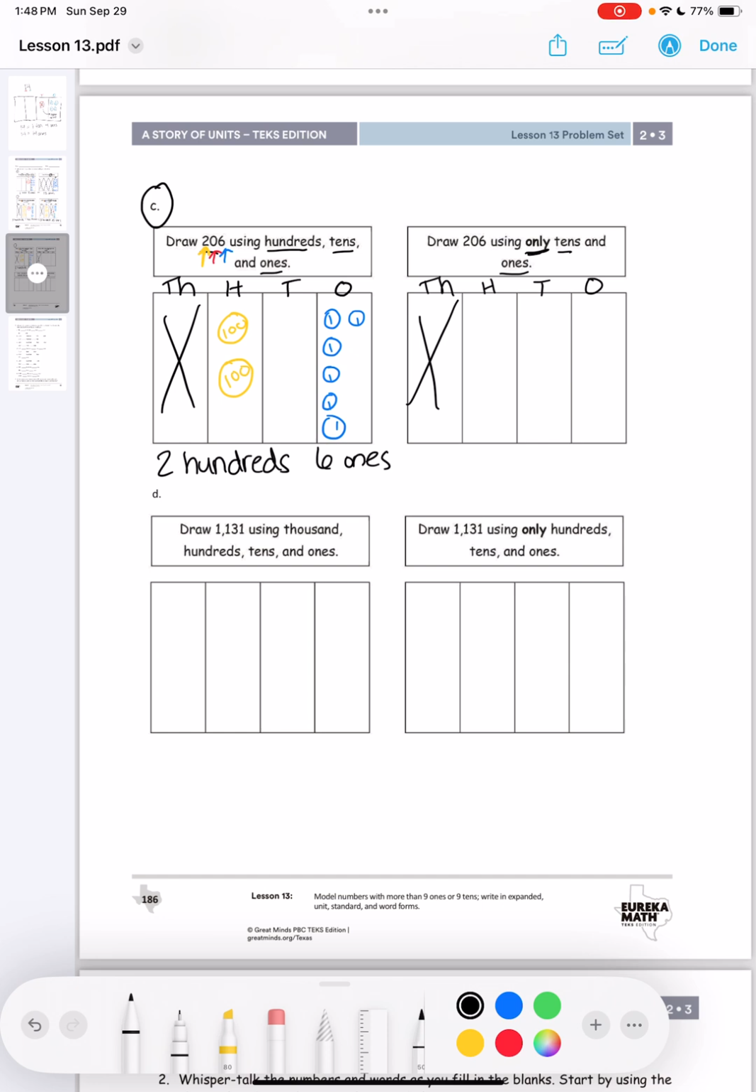So if I look at my 200, remember that 100 is equal to 10 tens. So 100 equals 10 tens. When I have 200, that means I have 10 tens plus another 10 tens. So that means I have a total of 20 tens. If I look at my number, I can see 20 tens. So in my tens place, I'm going to draw 20 ten place value discs.